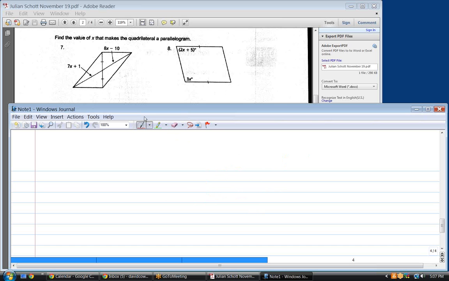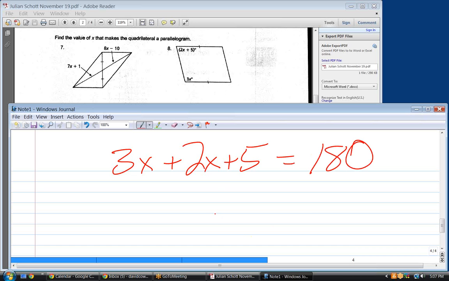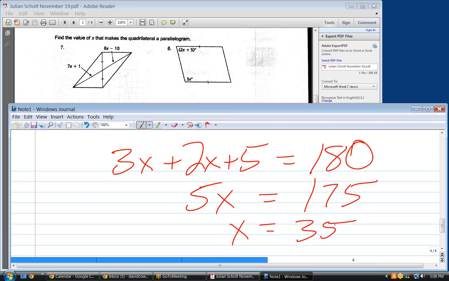So what can I say about this parallelogram? What would have to be true? 3x plus 2x plus 5 would have to equal 180. Okay, solve that. 5x plus 5 equals 180. 175. So you just minus 5? I just did it in one step instead of two. And then x is equal to 35.